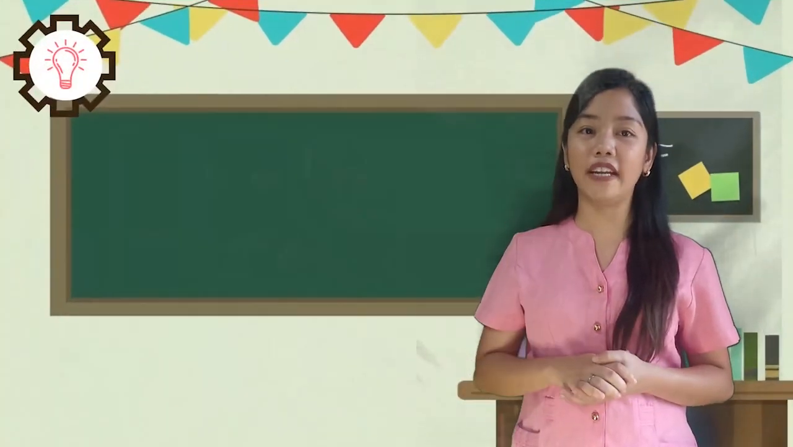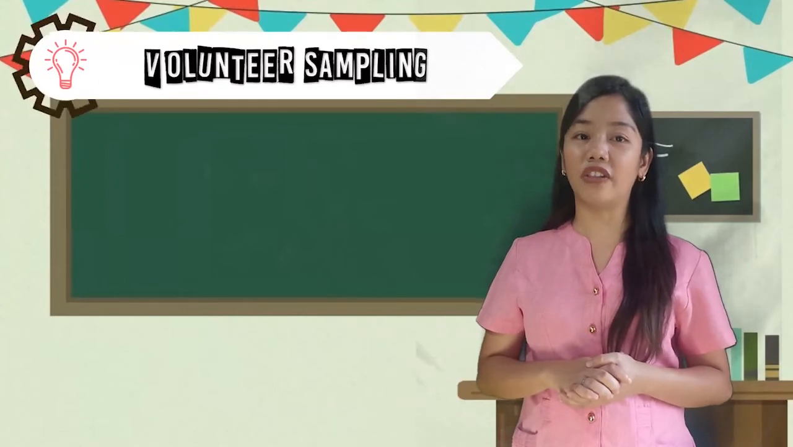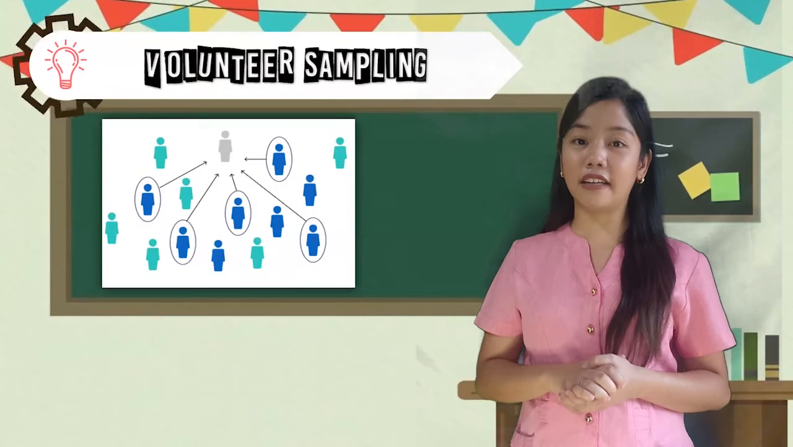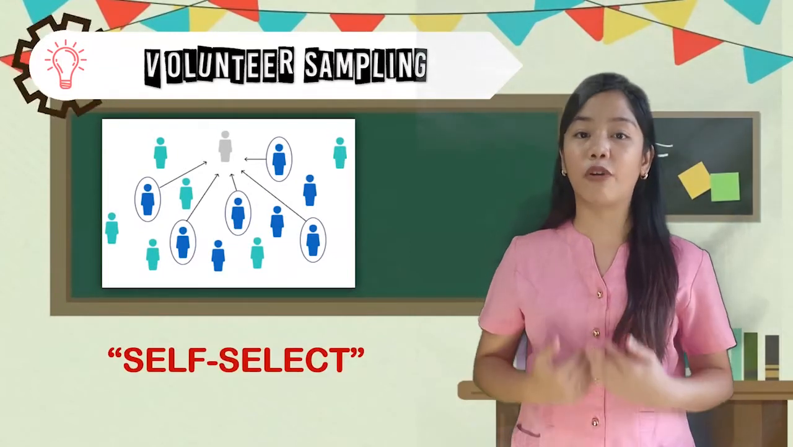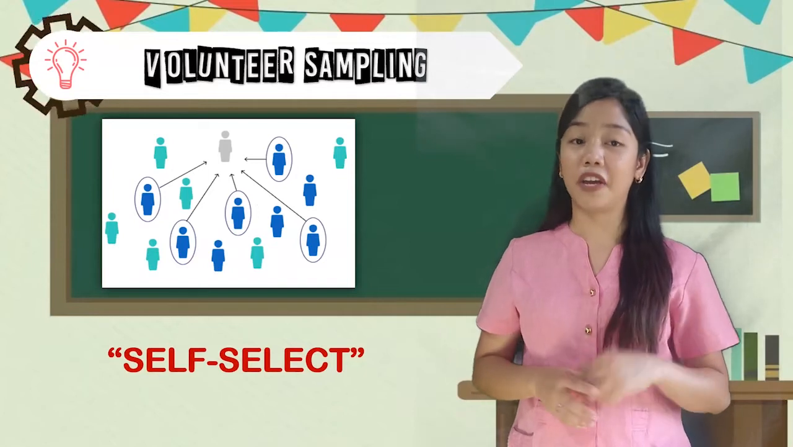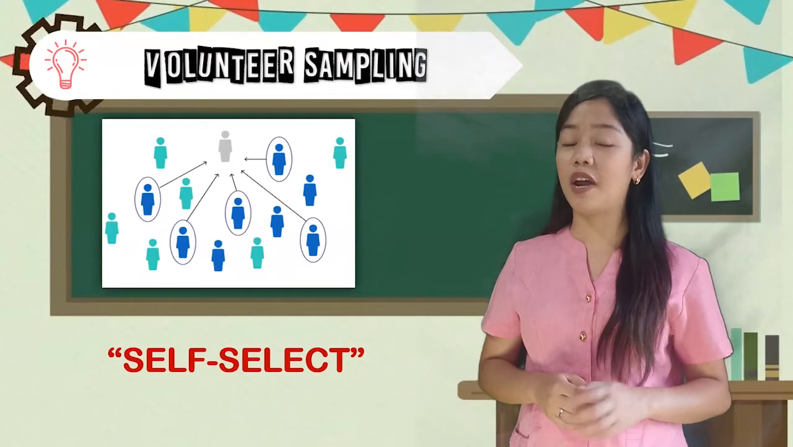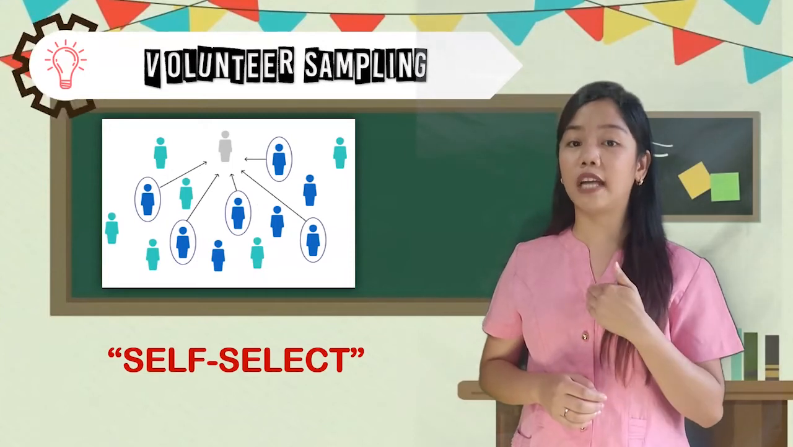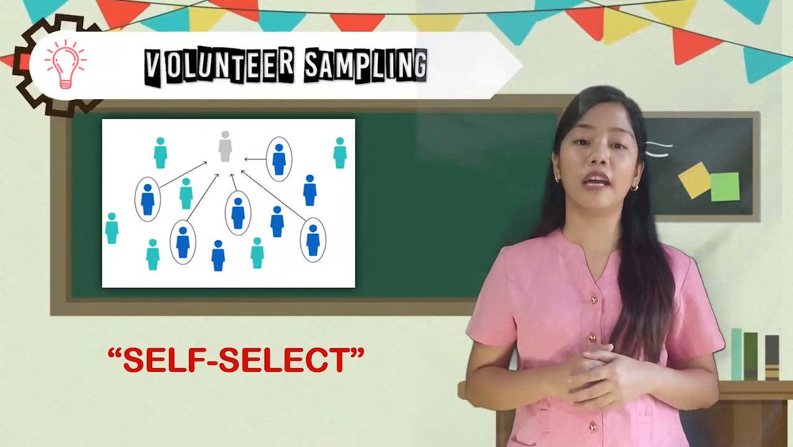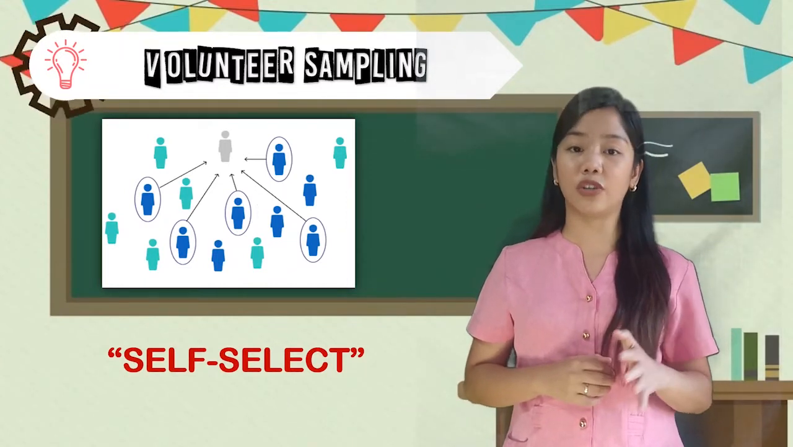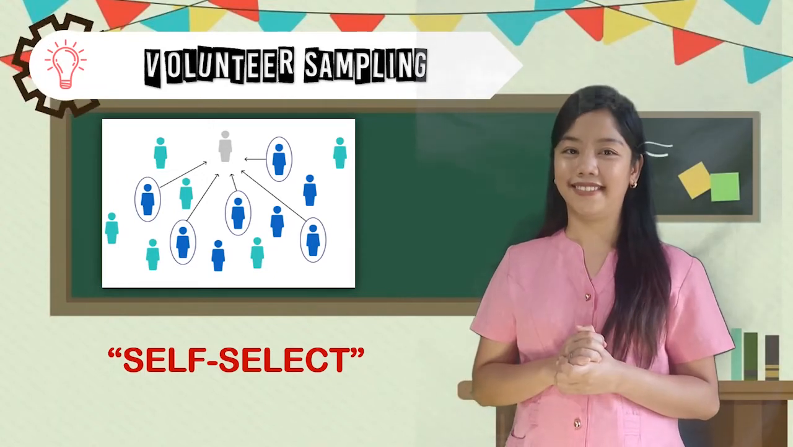And for the fourth one, under non-probability sampling, we have the volunteer. In this sampling technique, the members of the sample self-select themselves for being part of the study. In other words, it is not the researcher who approaches the participants. Rather, participants themselves reach the researcher. Perhaps participants are told about the investigation or the research through advertisements or announcements.